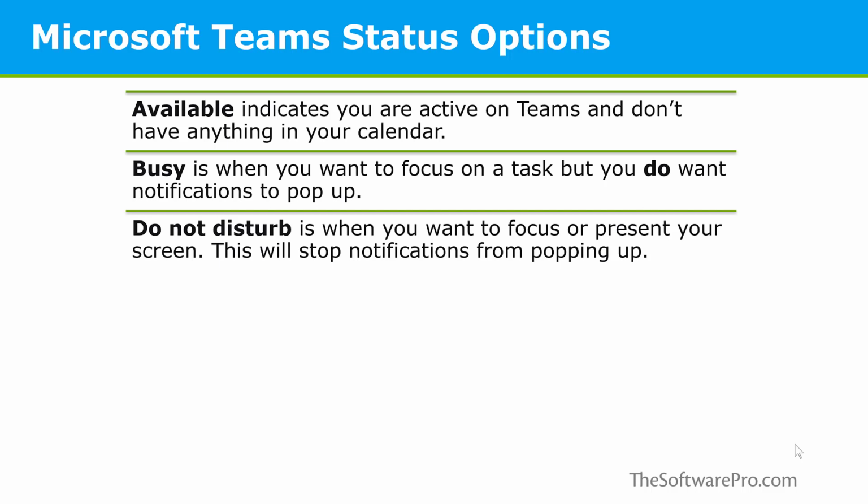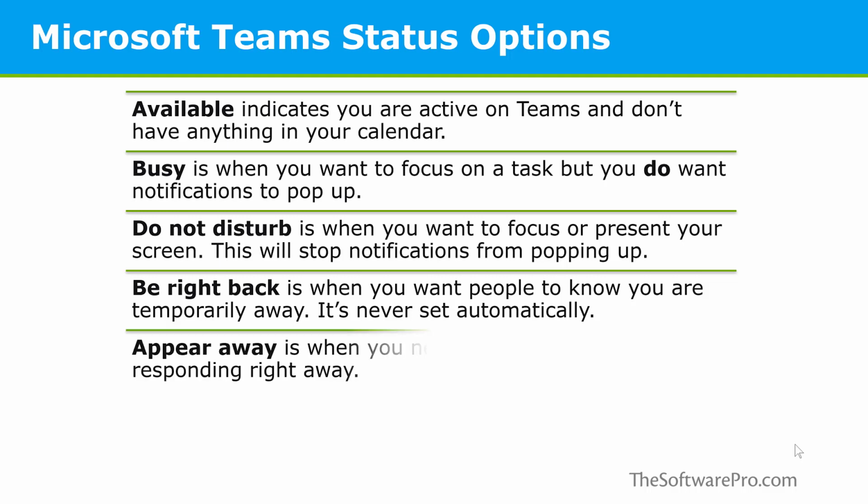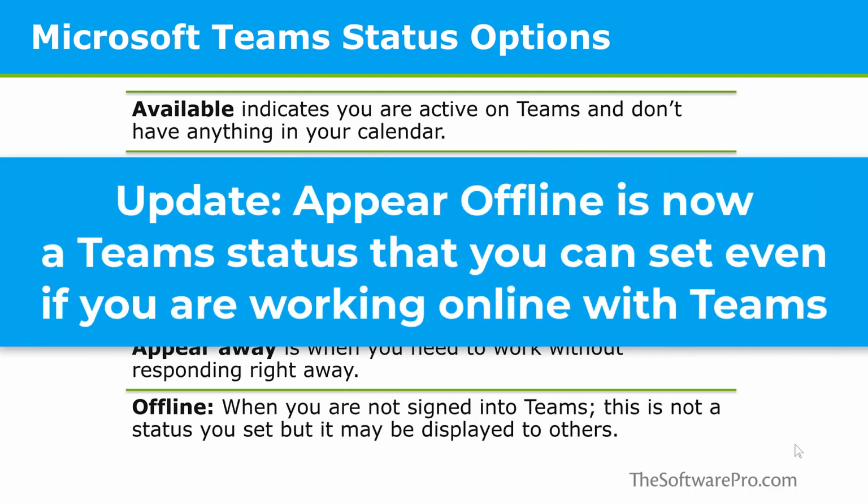Do Not Disturb is an option you pick specifically when you want to focus, or it could be something you choose when you present your screen, because that will stop notifications from popping up. You'll only see notifications from Teams if it's an urgent message. Be Right Back, or BRB, is when you want people to know that you're just temporarily away. It's not going to be set up automatically by Teams for you. It's something you need to pick. Appear Away is when you need to work without responding right away. Offline is when you're not signed into Teams. This is not a status that you set, but it may be displayed to others.